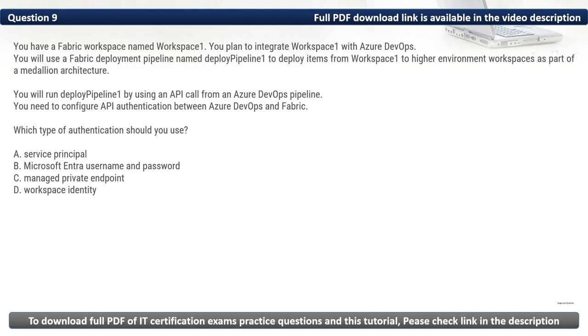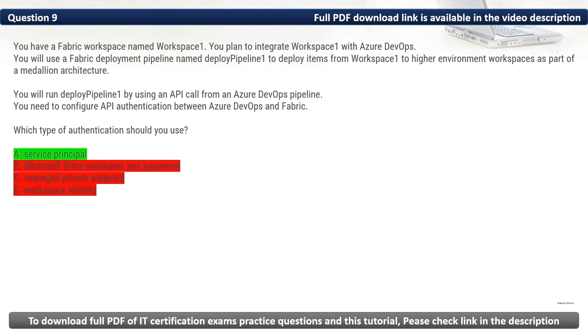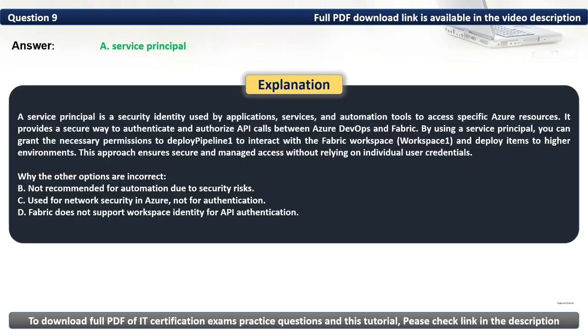Then we have D, workspace identity. Fabric does not support a workspace identity for API authentication. As such, the type of authentication that we should use is service principal. Thus, the correct option is A.